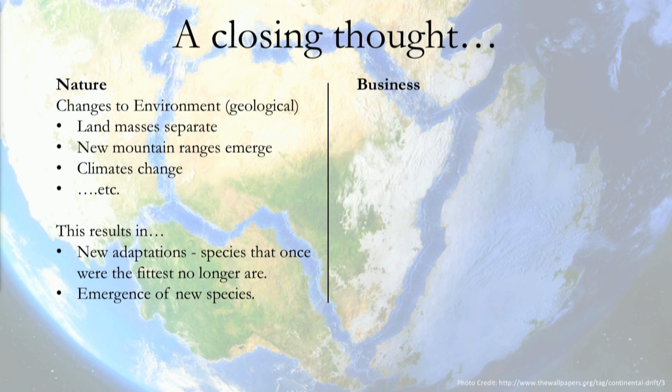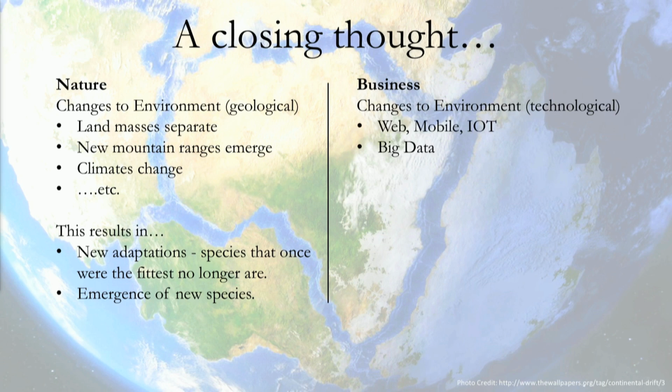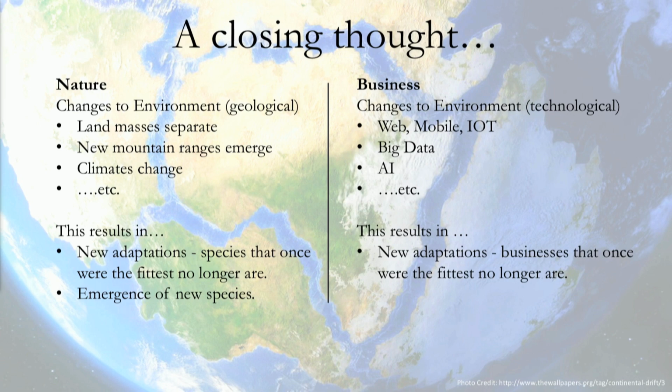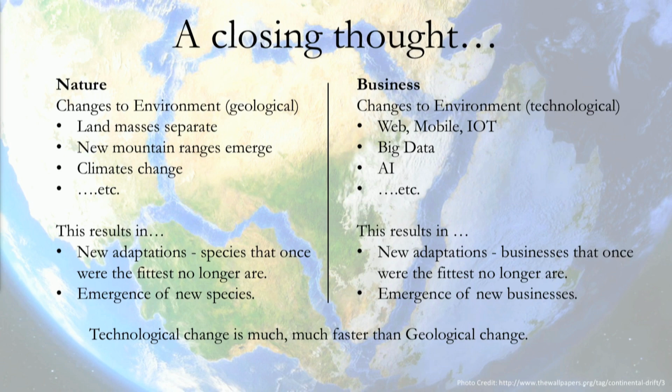Now, over here on the business side, we have the same thing happening. There are always changes to the environment happening. And these are technological changes, things like web, mobile, IoT, big data, AI, et cetera. And this is resulting in the exact same thing, new adaptations. The businesses that were once the fittest find that they no longer are, and also the emergence of new businesses altogether. So just bear in mind that technological change is much, much faster than geological change, and that it's the adaptable, and particularly the new, that are going to have the big advantage.